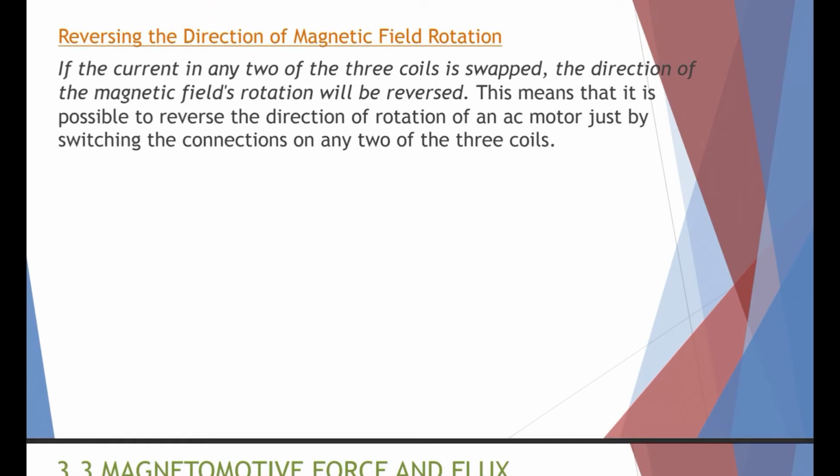Reversing the direction of magnetic field rotation. If the current in any two of the three coils is swapped, the direction of the magnetic field's rotation will be reversed. So this means that it is possible to reverse the direction of rotation of an AC motor just by switching the connections on any two of the three coils.